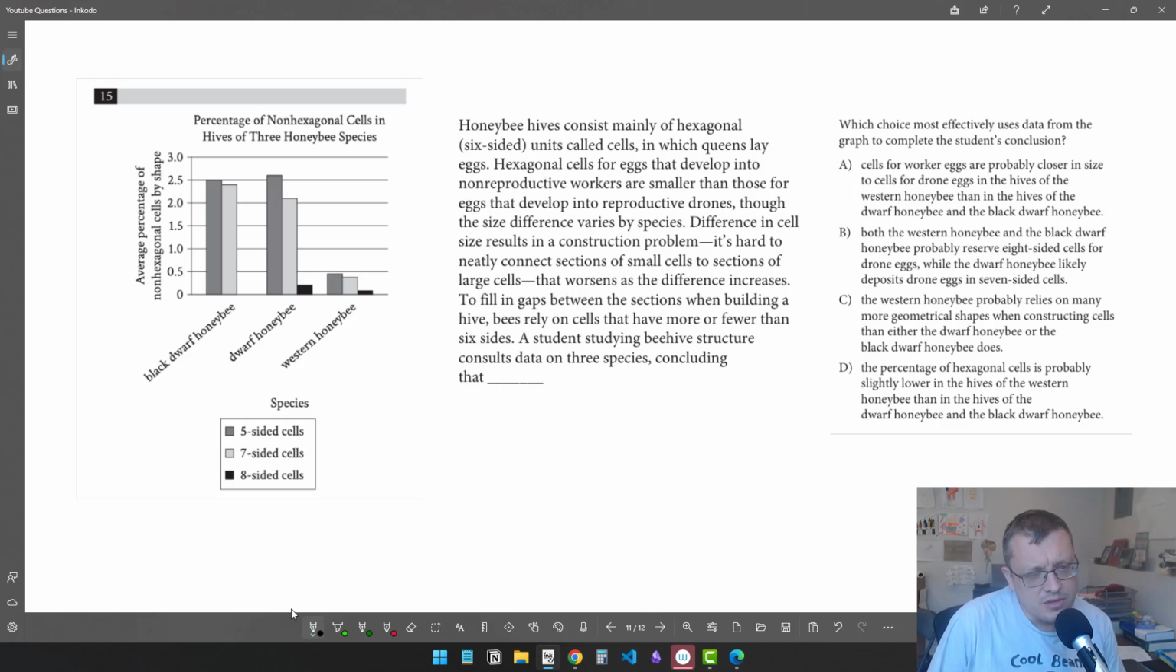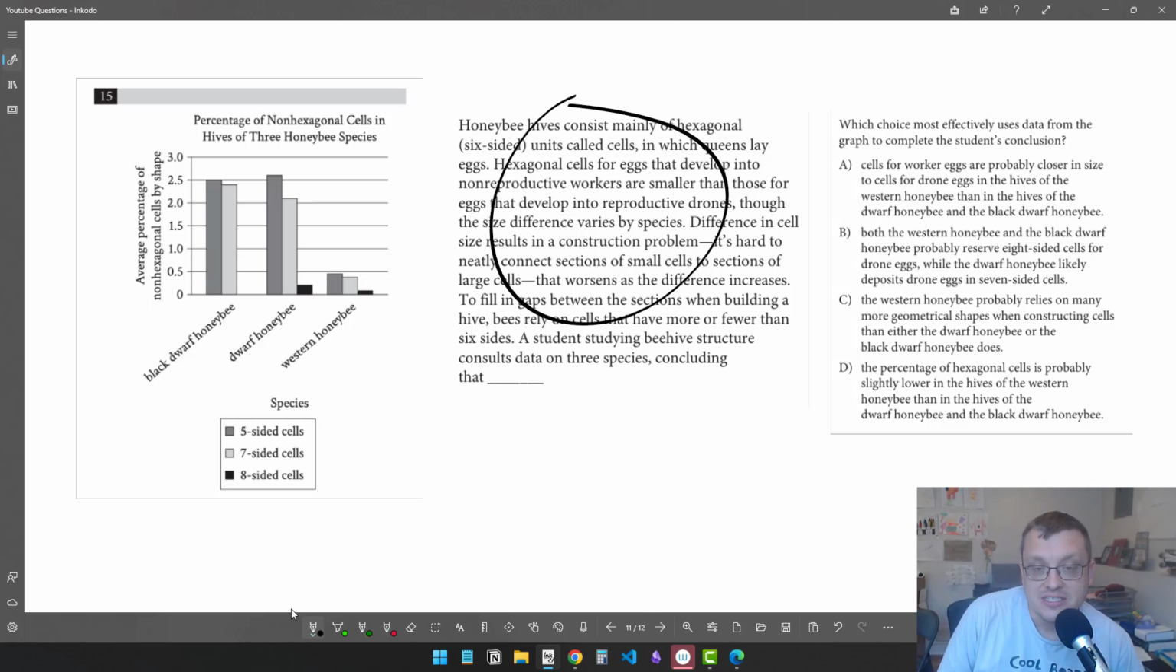regardless of what the difference is between the bars themselves, it looks like the Western honeybee is pretty significantly different than these guys. But let's go to the choices and see what would fit in with this setup here, right? We're trying to draw a conclusion based on this data and based on the setup.